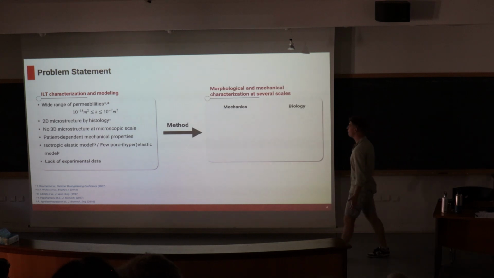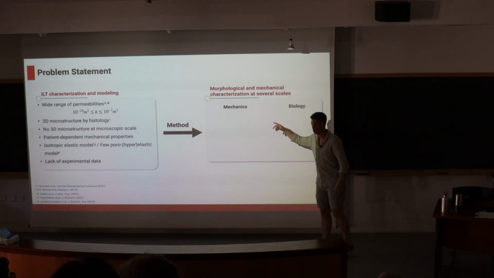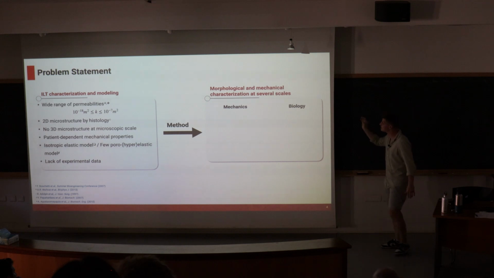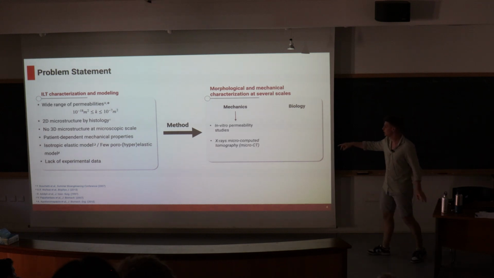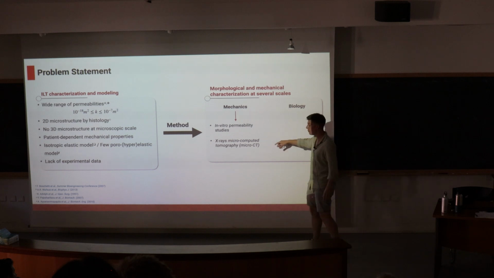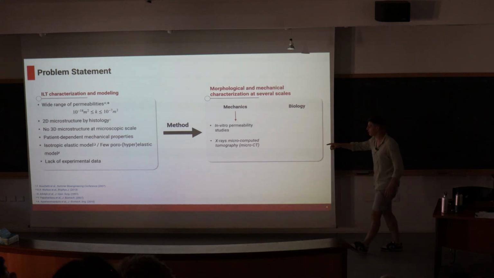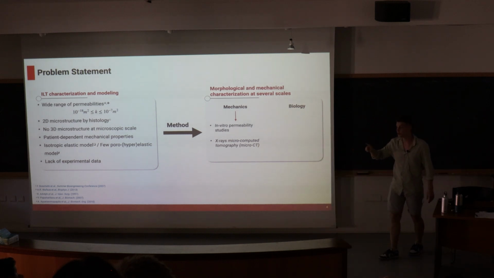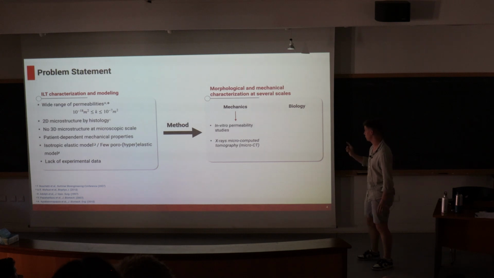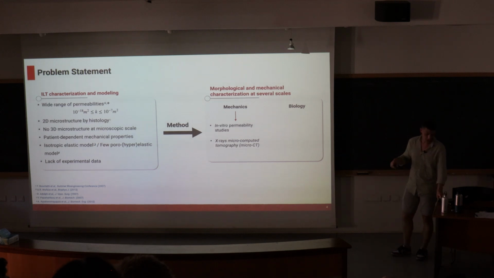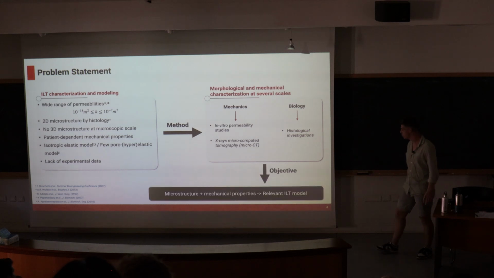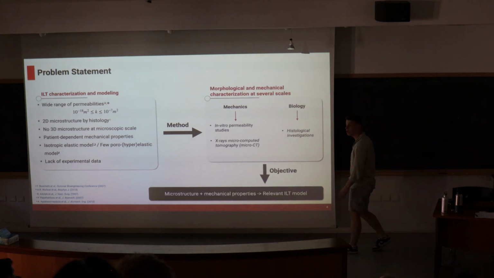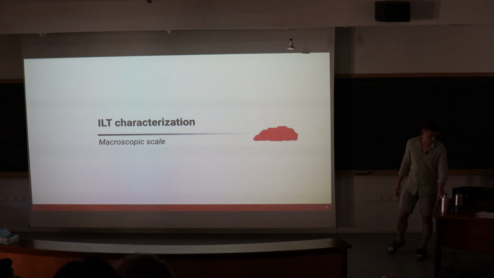Our method is to provide both morphological and mechanical characterization at several scales using two different ways. The first one is the mechanical way, using in vitro permeability studies and micro-CT. You will see that doing micro-CT on soft biological tissues can be quite complex compared to rock. And then the biological way, using histological investigation, and all of those experiments in order to, at the end, build a relevant model. So let's start with the microscopic scale.